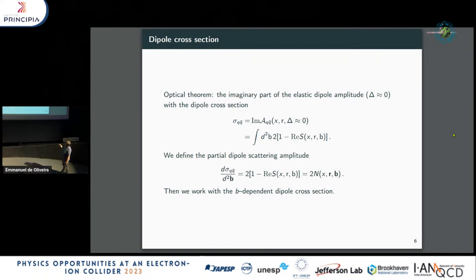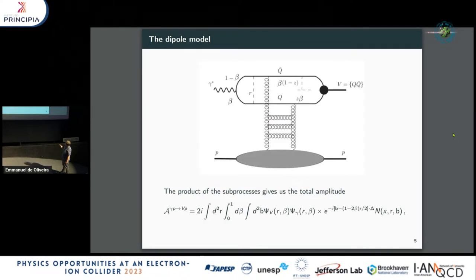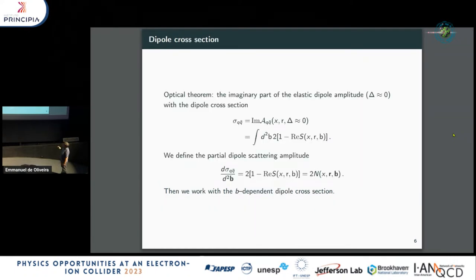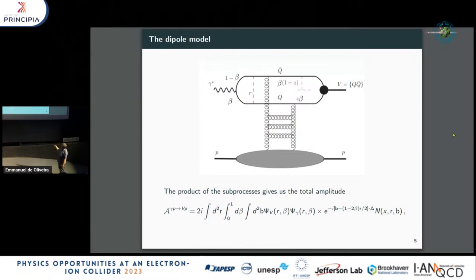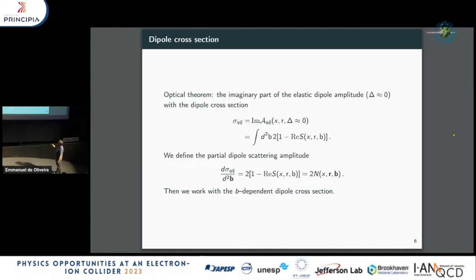Since this is the elastic dipole amplitude, the amplitude that nothing happens and the dipole is in the final state as it was in the initial state, we can use the optical theorem to write it in terms of the inclusive dipole amplitude. That will be just one gluon exchange. We can say that we have a cut here, and then the amplitude of one interaction, the amplitude of another interaction, so it's the square, and then we have a cross-section here in the amplitude.